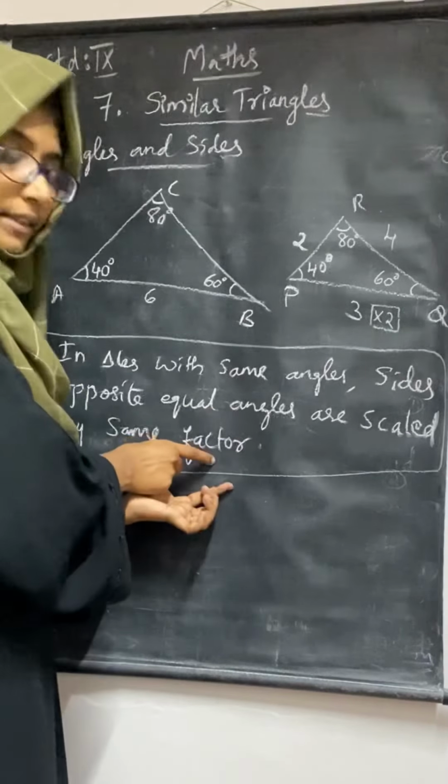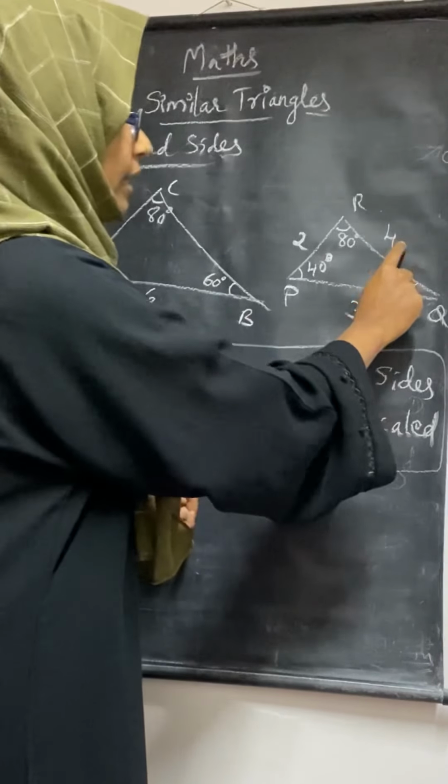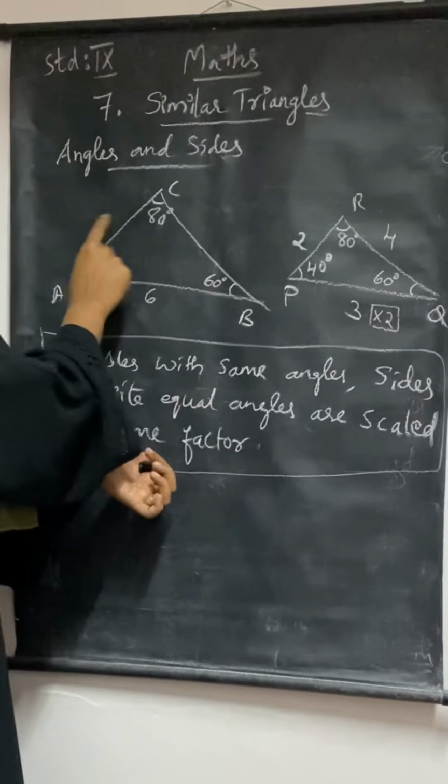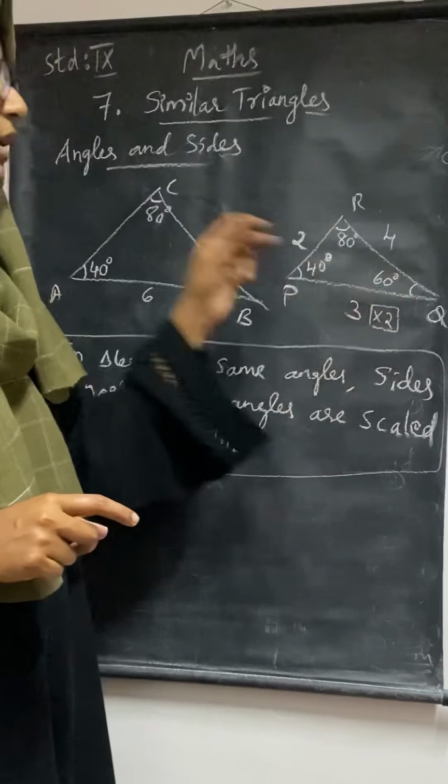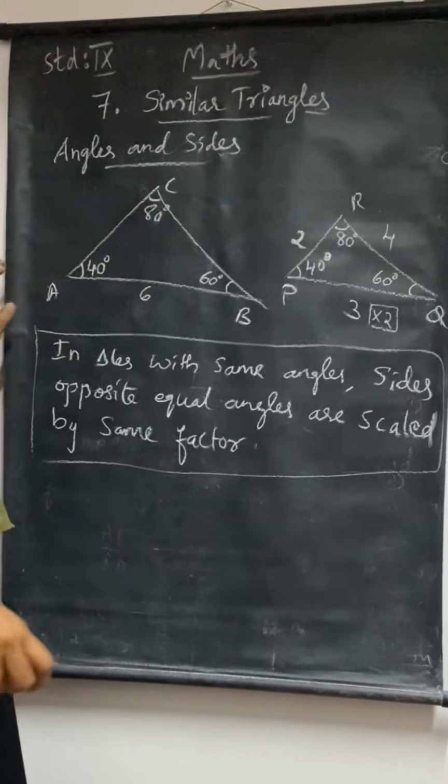So the same factor they told us. The same number you have to multiply here, and here, so that you will get the two sides. Like that, if you get the same number everywhere, then those two triangles will be similar.